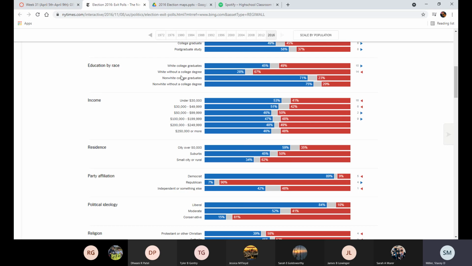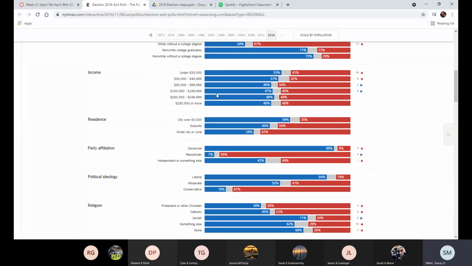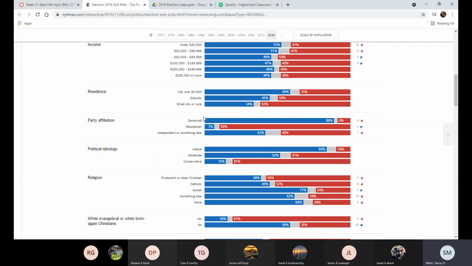And then if you look through again, non-white college graduates, 71% for Clinton, 23% for Trump. And then non-white without a college degree, 75% for Clinton, 20% for Trump. It also plays a role in things like income. And obviously, there's a lot of variability in income throughout the United States. There's also a ton of variability in income in cities, in rural areas as well.